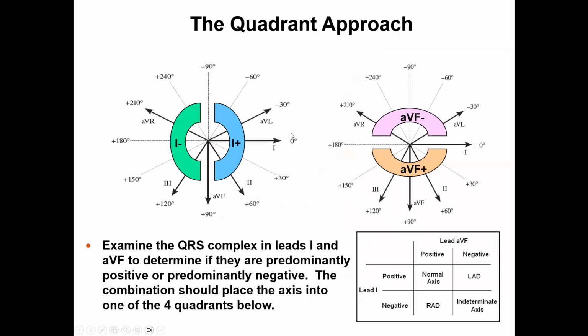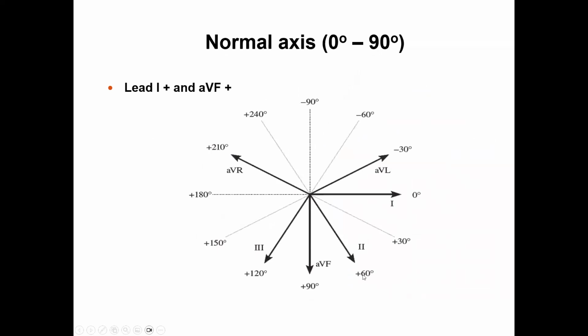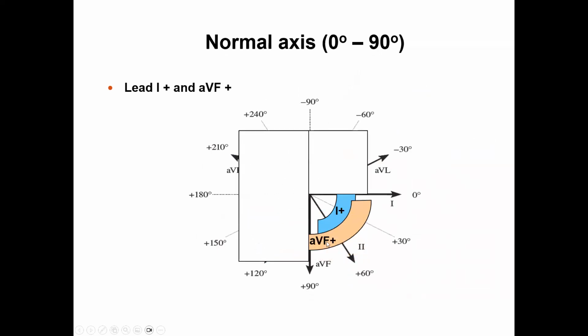Okay, that was the quadratic approach that we went through. First of all, by looking at lead number 1, it can be positive, so we are on the left side, or lead number 1 negative on the right side. And we use AVF to see whether we are down or up. And this is the little table that's summarizing everything. So, for example, lead number 1 positive, AVF positive, meaning we do have a normal axis, between 60 and 90. Sometimes you don't need to go further because you cannot use it for any other diagnosis, because it's a normal range.